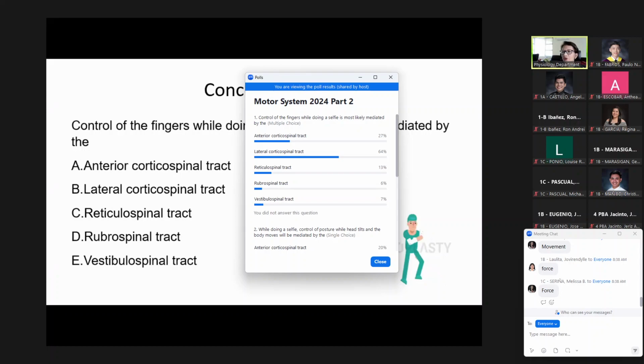Okay, so in number 2, most of you answered vestibulospinal tract. And then in number 3, most of you answered tectospinal tract. Okay, so I'll stop sharing. Maraming pumasa sa 1 and 2. Maraming bumagsak sa number 3.